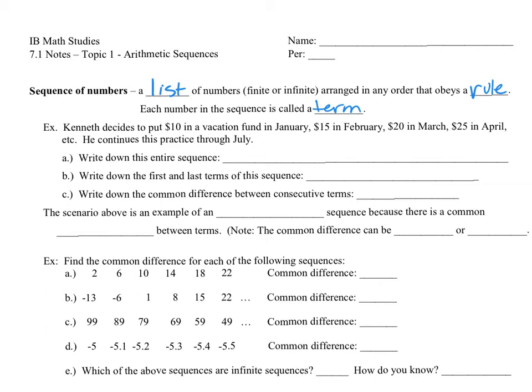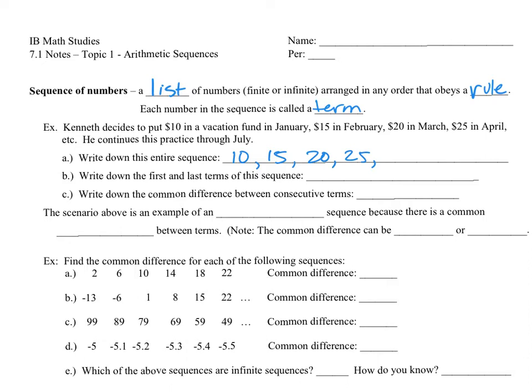Okay, so let's look at an example. Kenneth decides to put $10 in a vacation fund in January, $15 in February, $20 in March, and $25 in April, and so on. He continues this practice all the way through July. So the first thing we're going to do is write down this entire sequence. Well, the first term of this sequence would be 10, so let's write that down, $10. All right, and then the next month in February, he puts $15 in that fund. Then in March, he puts $20 and then $25 in April.